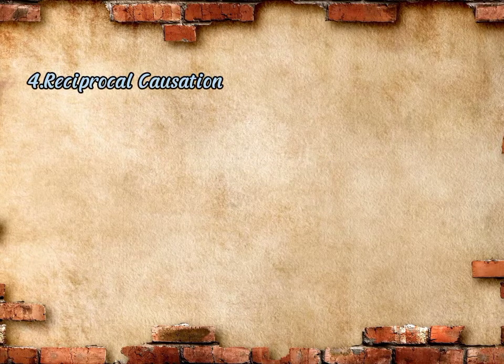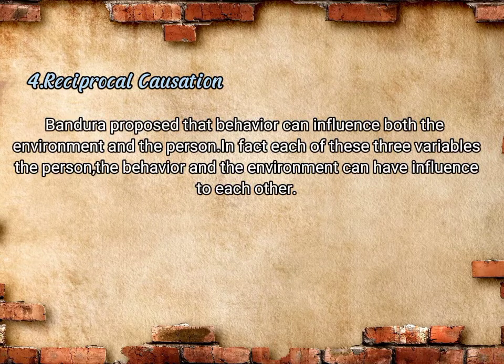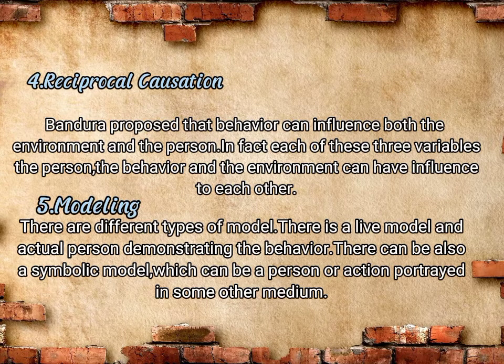The fourth factor is reciprocal causation. Bandura proposed that behavior can influence both the environment and the person. In fact, each of these three variables, the person, the behavior, and the environment, can have an influence on each other. The last factor is modeling. There are different types of models. There is the live model, an actual person demonstrating the behavior. There can also be a symbolic model, which can be a person or action portrayed in some other medium, such as television, videotape, and computer programs.